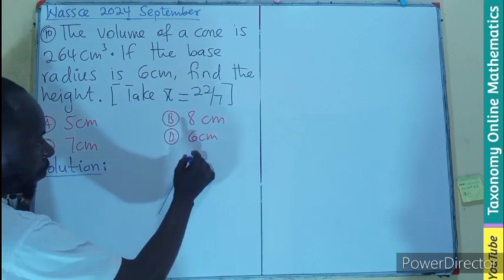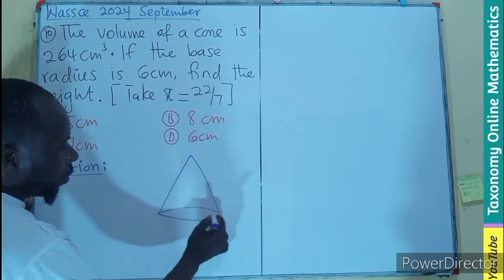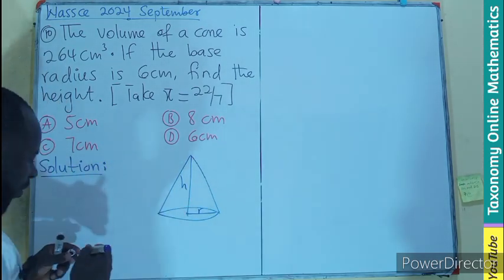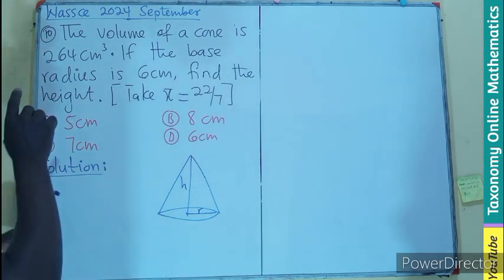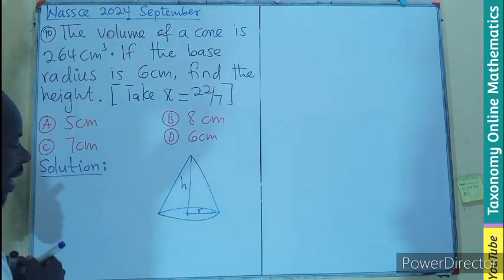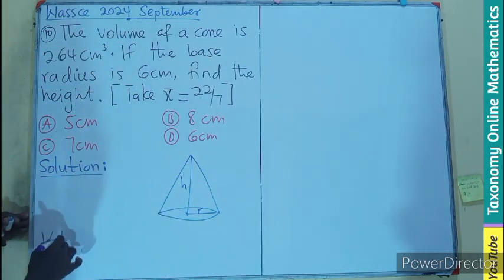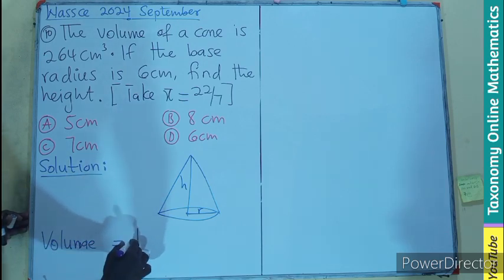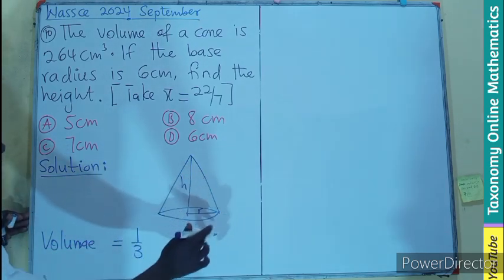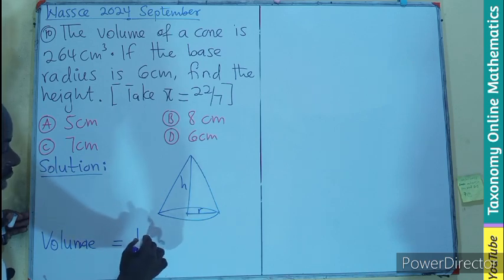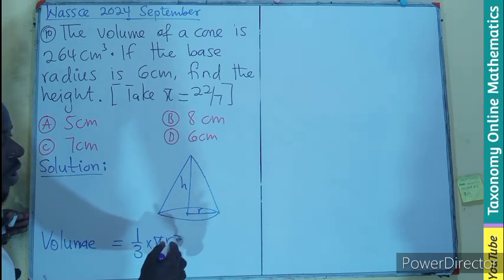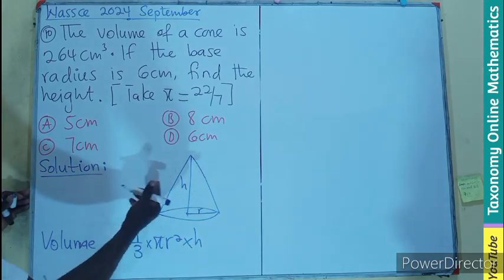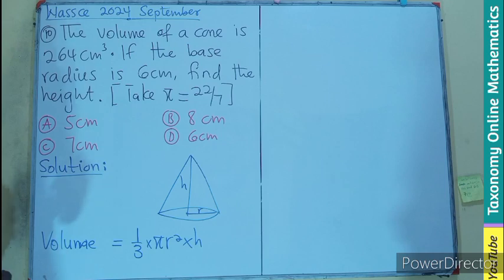We know a cone, the base radius is here, then the height is here. What is the relationship between the volume, the radius, and the height? We know the volume of a cone is going to be 1/3 the base area. What is the area of the base? That is pi r squared, times the height. That is the relationship between volume, height, and the radius of a cone.